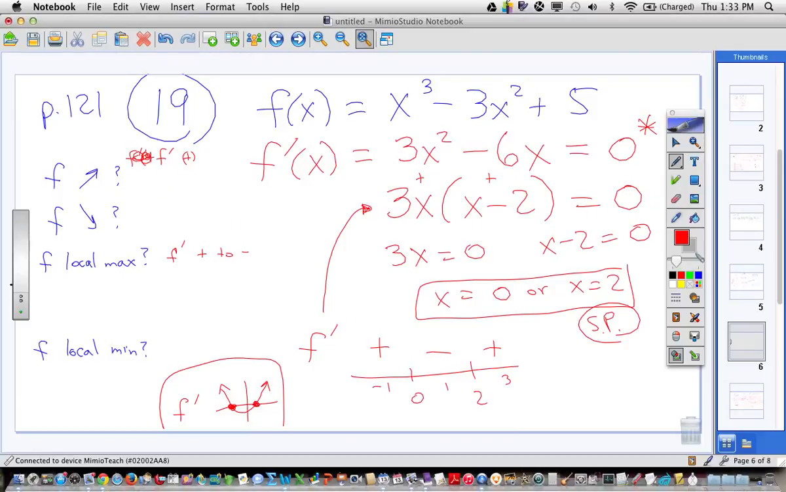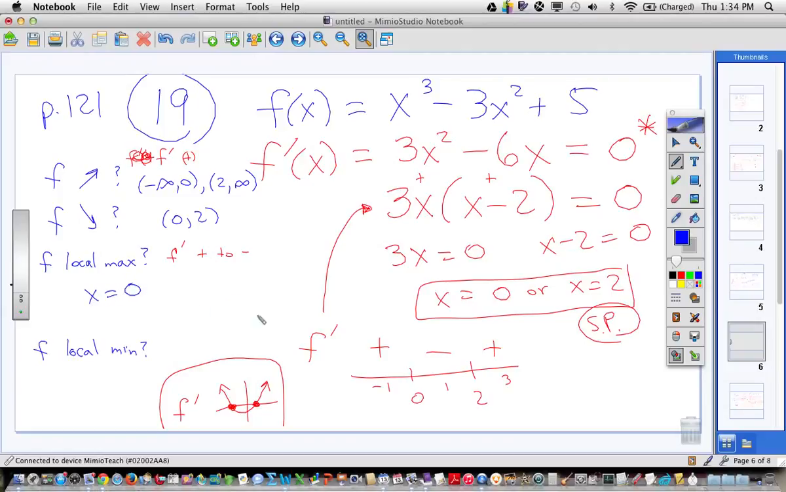When is f increasing? From negative infinity to 0, and from 2 to infinity, because that's over here when f prime is positive. When is f decreasing? Between 0 and 2, because that's when f prime is negative. Okay, now, pay careful attention to this. When it asks for a local max, that's where on this one?